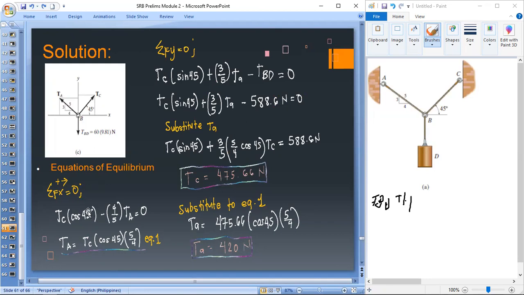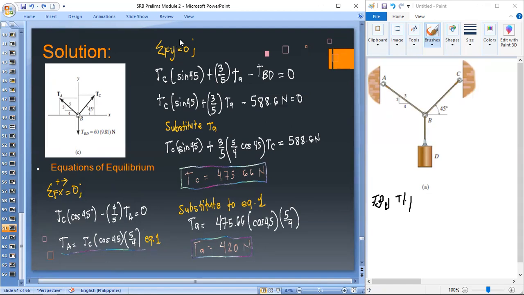And then, so, sa TC, no, cosine 45, which is your TC here, minus, no, your tension at A, which is 4 over 5. Bakit 4 over 5? Kasi nga, opposite your hypotenuse, which was 20. Then, transpose mo lang, get your TA, which is, you create the equation 1. So, equation 1 ka na dito.